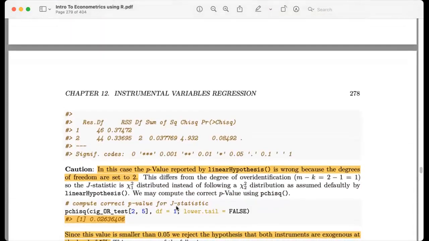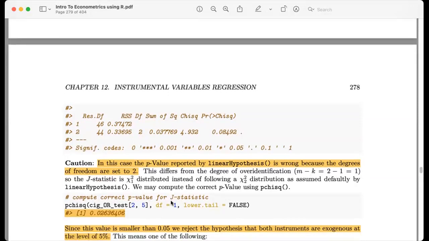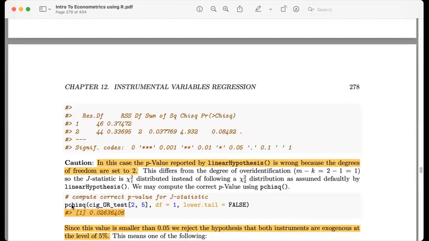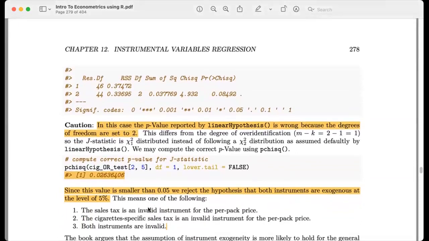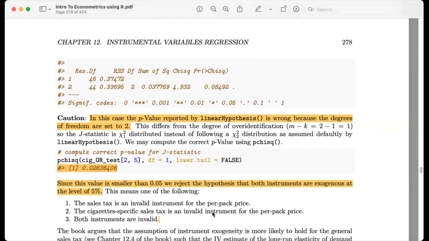When we did that test, we realized that we get some biased results using the linear hypothesis, because the degrees of freedom was set to 2, which should have been 1, because it should be m minus k. We could correct this in R, because this is chi-square distributed, by using the chi-square function to adjust that. The p-value we get is less than 0.05, which is significant. So in a sense, it means that none of our instruments are valid using the over-identification test. None of them are exogenous at the 5% level. The sales tax is an invalid instrument for the per-pack price, the cigarette-specific tax is also an invalid instrument, and using both of them is also invalid.